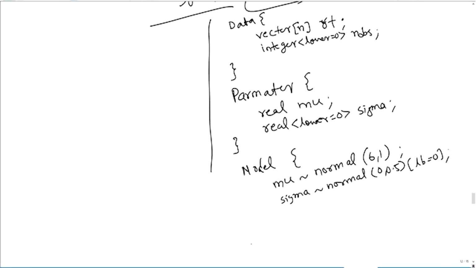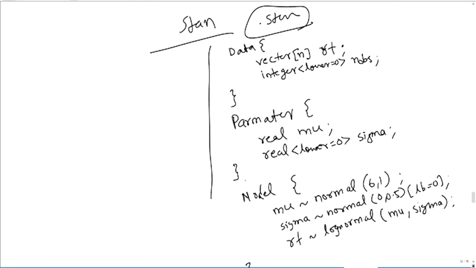Then RT comes from log normal mu, sigma. Okay. So basically we wrote the prior assumptions and the likelihood assumptions here.